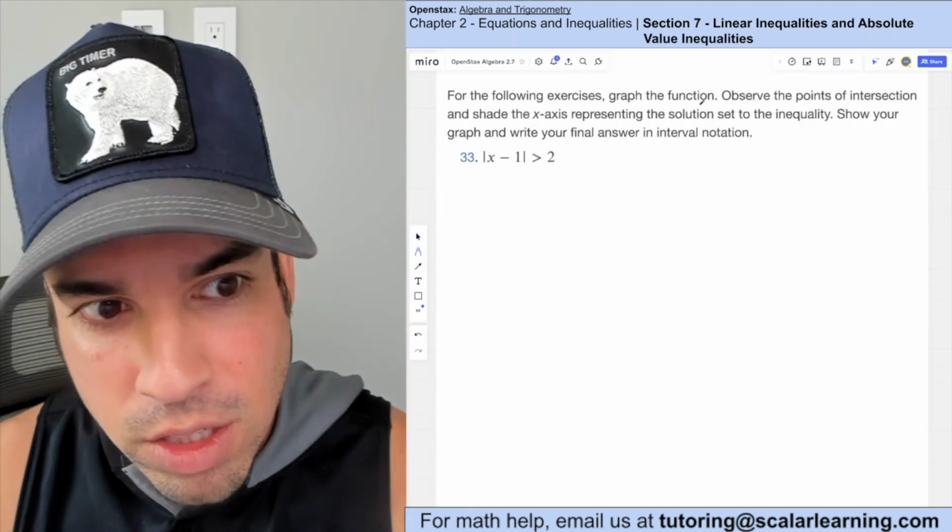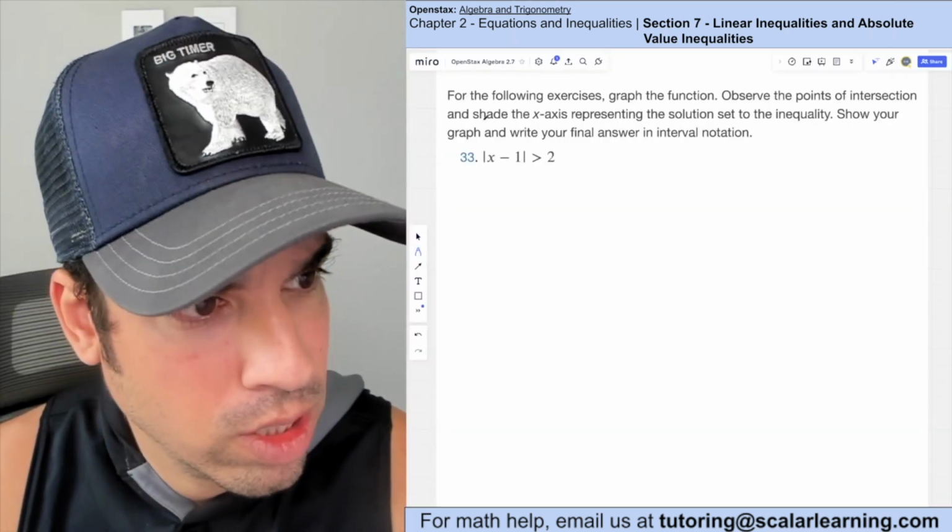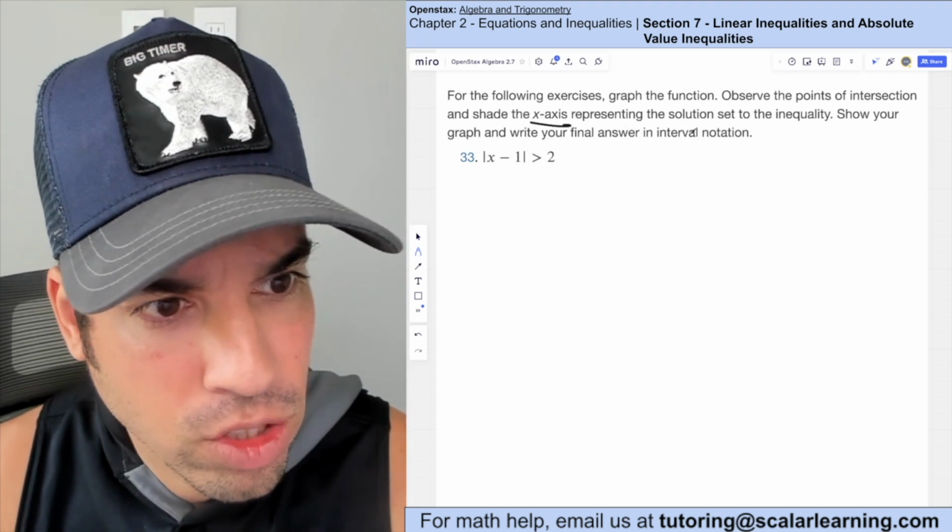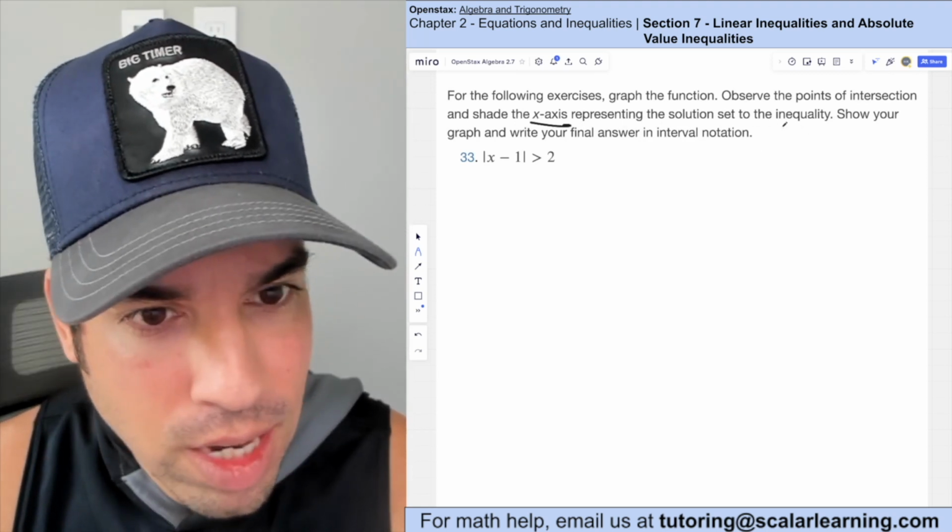For the following exercises, graph the function. Observe the points of intersection and shade the x-axis representing the solution set to the inequality.